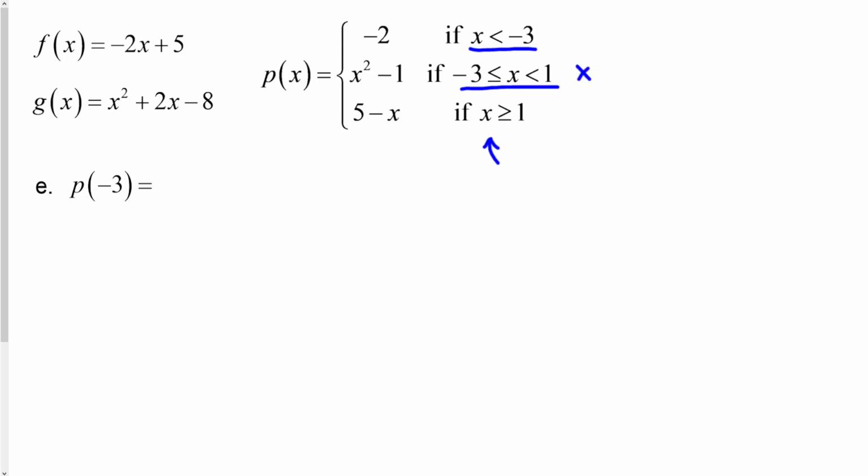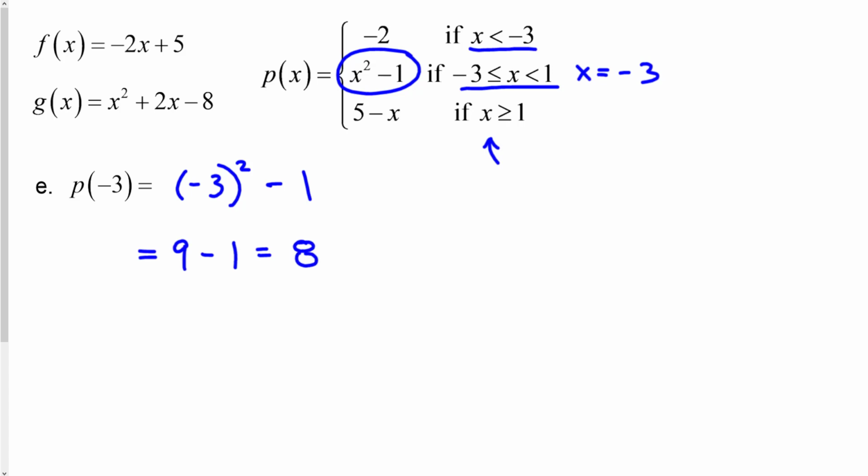So where x is equal to negative 3, that gives us this second equation to work with, which means I will work out negative 3 quantity squared minus 1, sorry about that. So this would be positive 9 minus 1, which is 8.